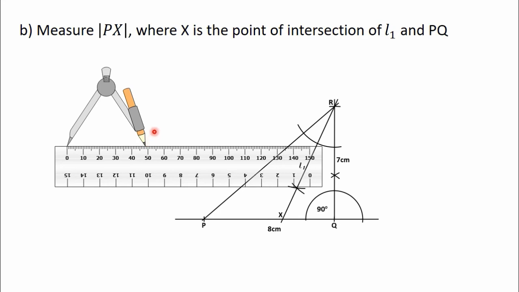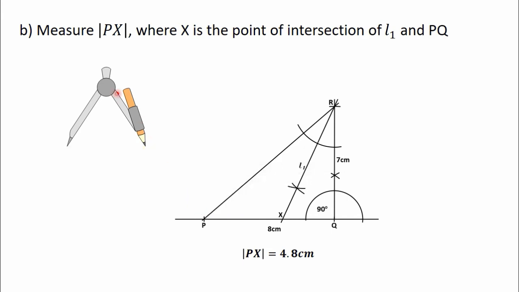Remember that the scale I'm using on my ruler is in millimeters. 48 millimeters is equal to 4.8 centimeters. What this means is that the length of PX is 4.8 centimeters. We are done with both the compass and the ruler, so I'm going to take them off so that we can continue. Let's move on to the last part of the question.